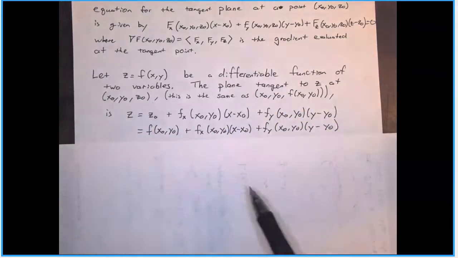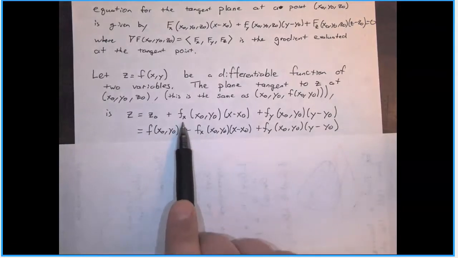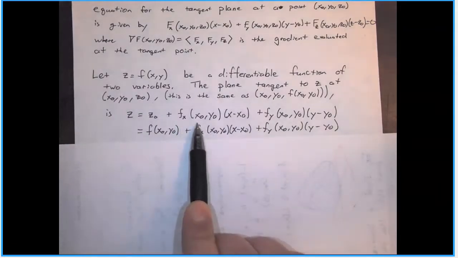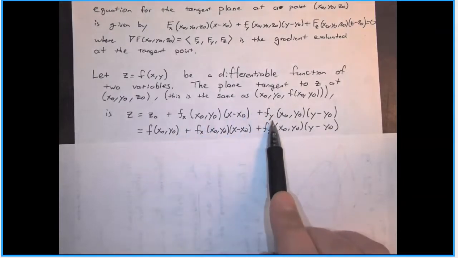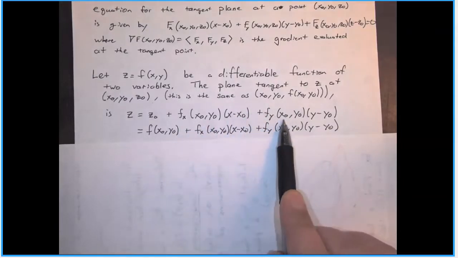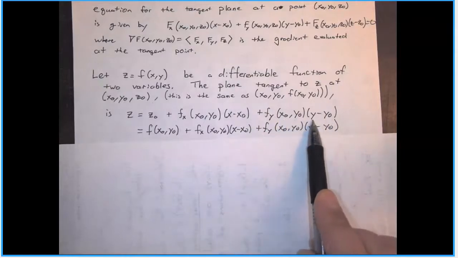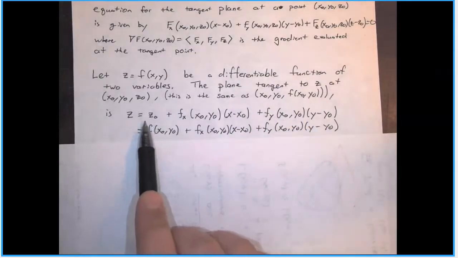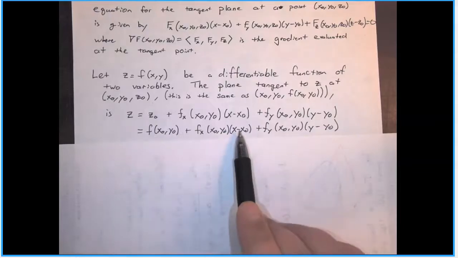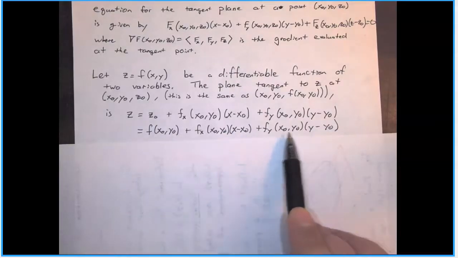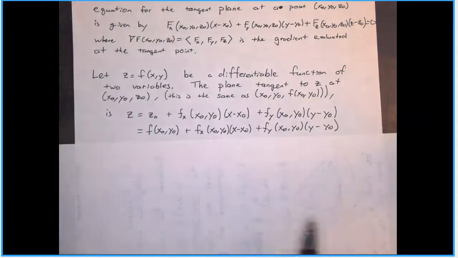Z equals z naught plus the partial derivative of f with respect to x. Now this is a function of two variables, evaluated at x naught, y naught times x minus x naught, plus the partial derivative of f with respect to y at the point x naught, y naught times y minus y naught. And here we can replace this z naught with f of x naught, y naught. So everything is in terms of x naught and y naught. X and y are variables. X naught and y naught are our fixed points.